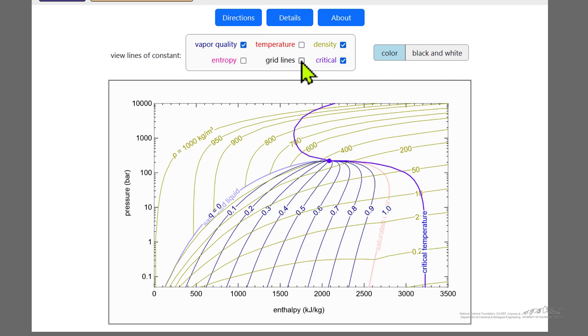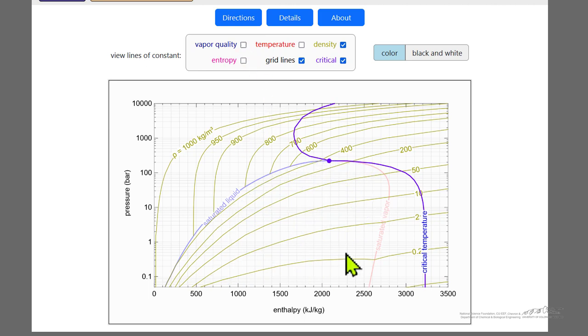Well, we can also display grid lines if we want to be able to more accurately read a value. But the big advantage of this diagram is we can pick which of the constant value lines we display to make it a little easier to understand a pressure enthalpy diagram.